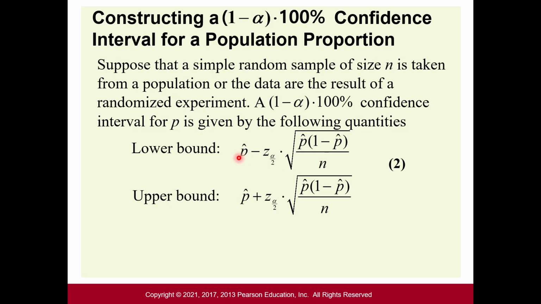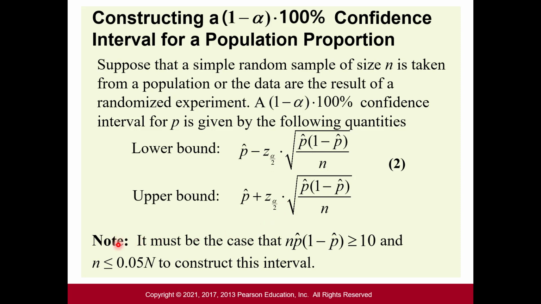You have your parameter value minus the standard deviation times your z-score. Same thing here, your upper bound is your parameter value plus your standard deviation times your z-score. So this is your sample proportion plus and minus the margin of error, which is some amount of your standard deviation.